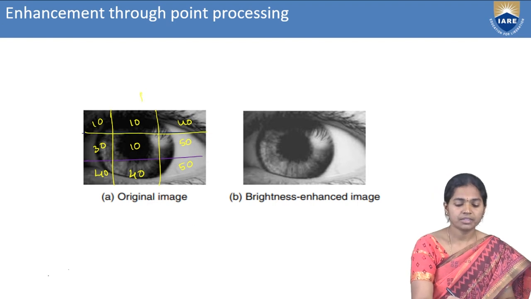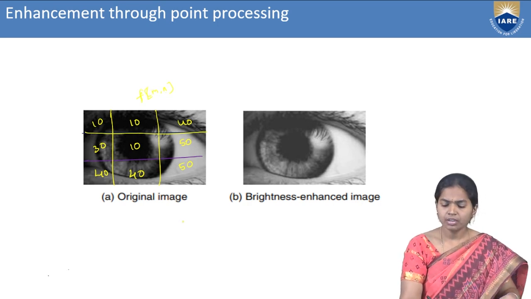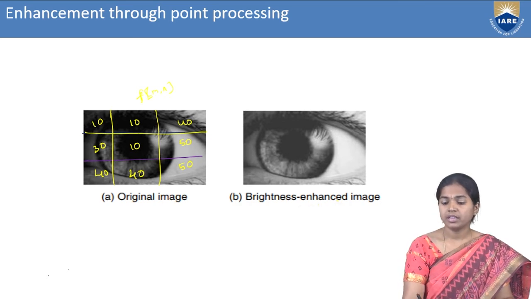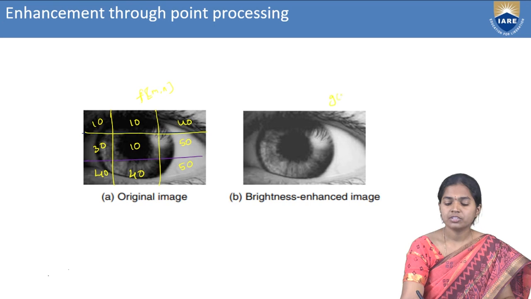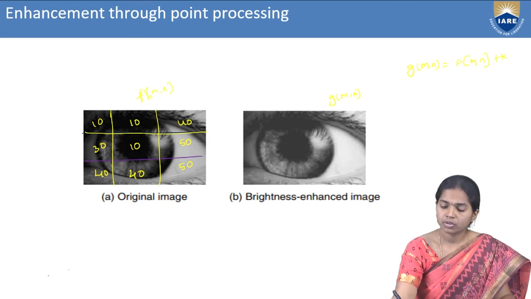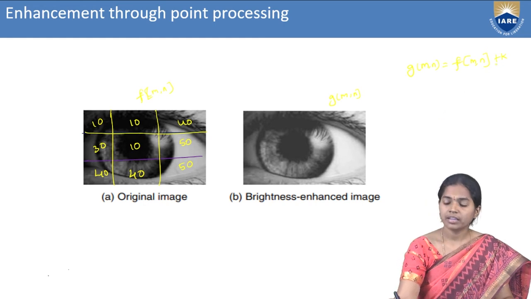This image we represent with f of m comma n. So how can we increase the brightness? What is the formula? This is g of m comma n, where g of m comma n equals f of m comma n plus k. Here the k value is, for example, 10.